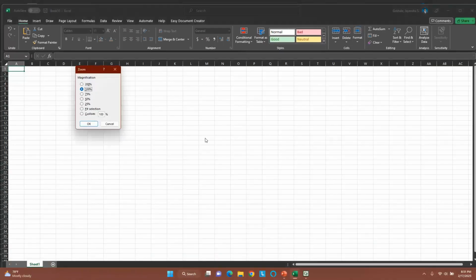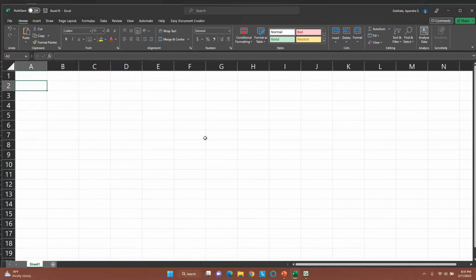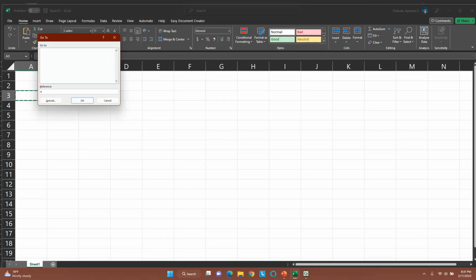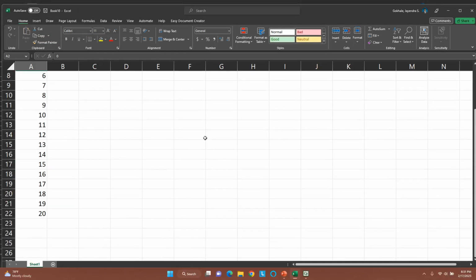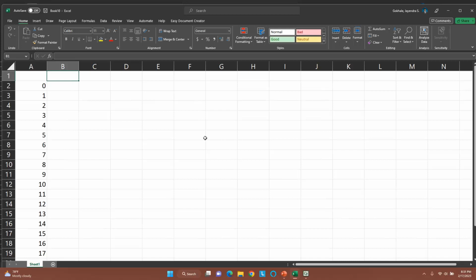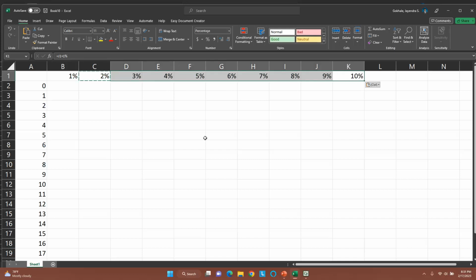In Excel, let us make this a little large. So 0 equals 0 plus 1, and then copy that, Control G, A20 to A23, and paste, Control V, remove that extra cell. Now here we enter the rates of interest, so 1%, equals this plus 1%, and then copy that, go to the column K and paste it.